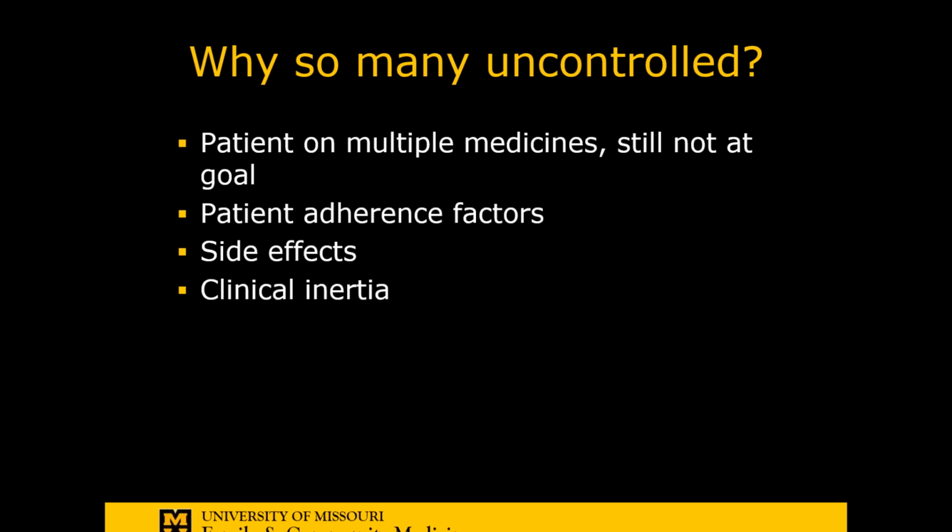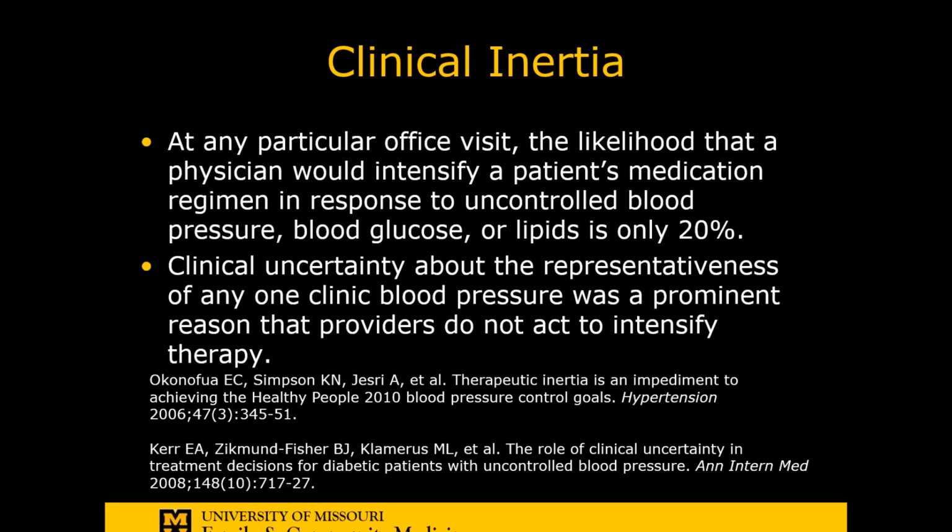So, sometimes patients are on multiple medicines and they're still not at goal. Sometimes patients don't take their medicines, or they take them in a different way than they're supposed to. Sometimes they do stop them for side effects, but I think one of the biggest things is clinical inertia, which is that we fail to intensify medicine even when it's needed. And this has been documented. At any particular office visit, the likelihood that a physician will intensify a patient's medication in response to uncontrolled blood pressure, uncontrolled blood glucose, or uncontrolled lipids is only 20%.